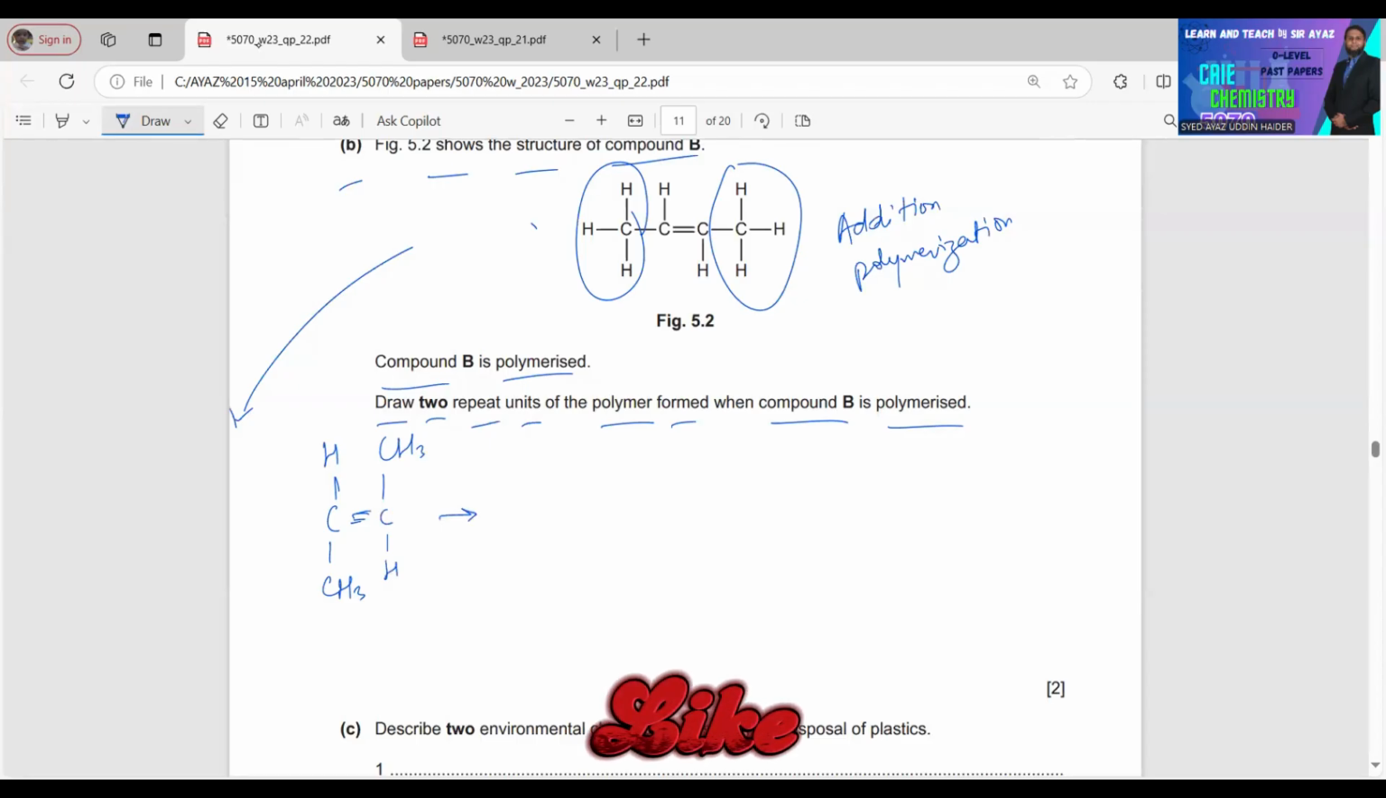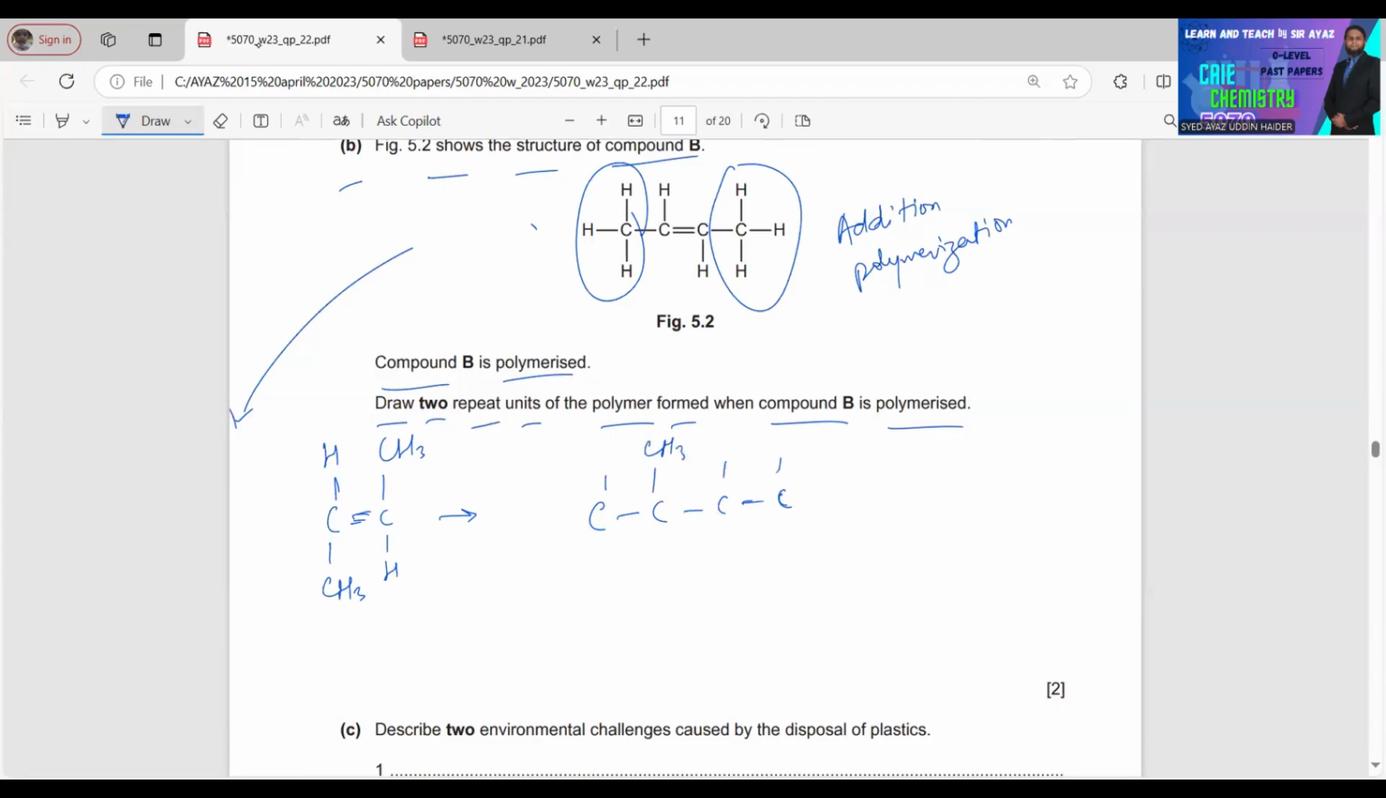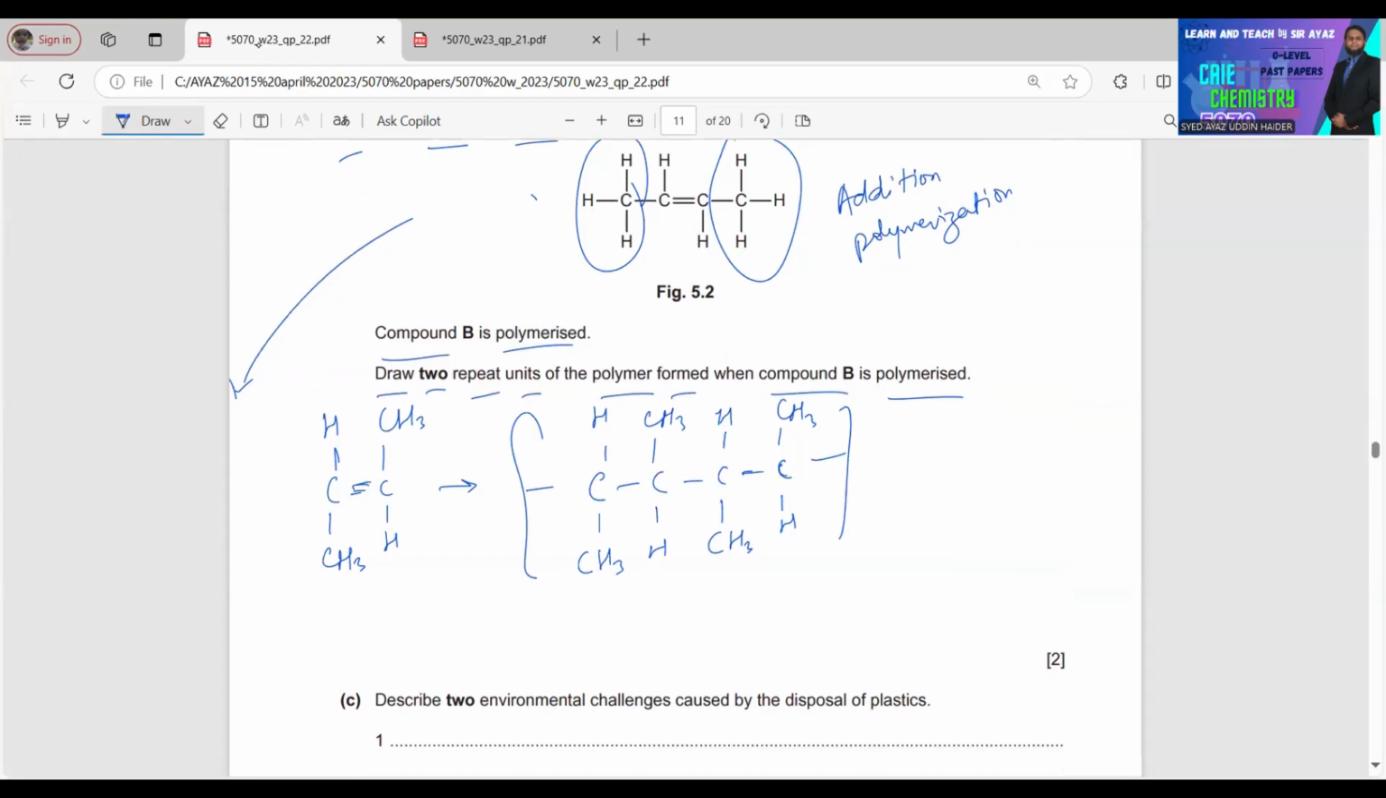So we'll show the polymer formed from this. Simply remove the double bond and show 2 repeat units. I have removed the double bond and showing 2 repeat units. So this must be the final formula of the polymer formed from this monomer.